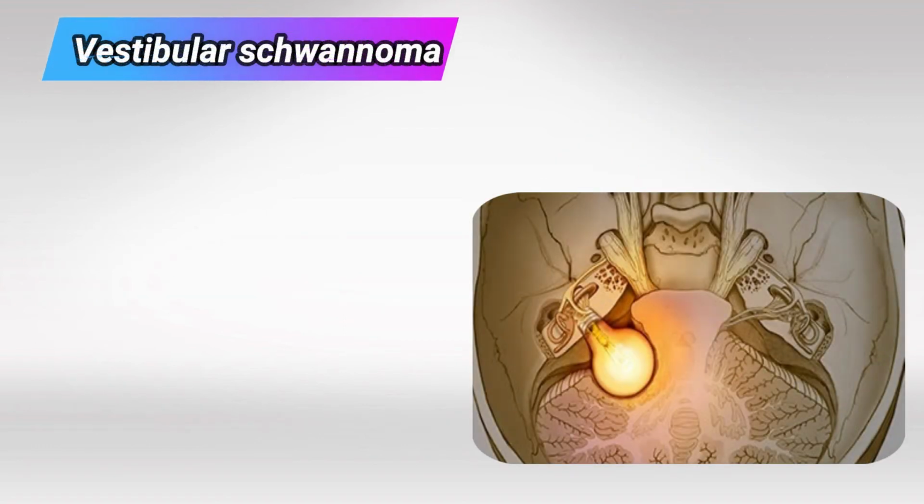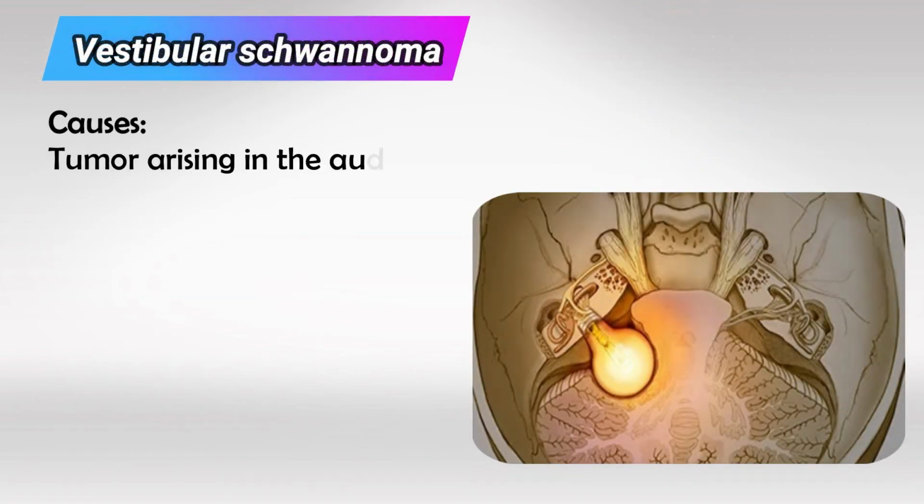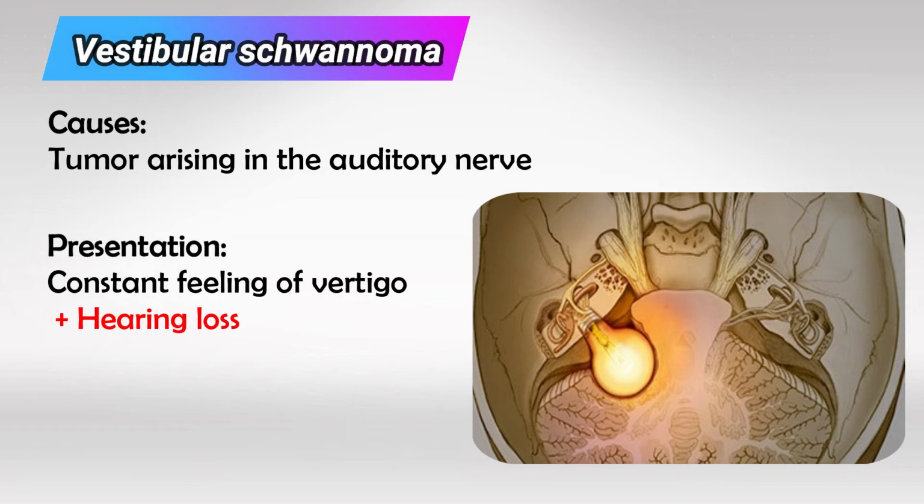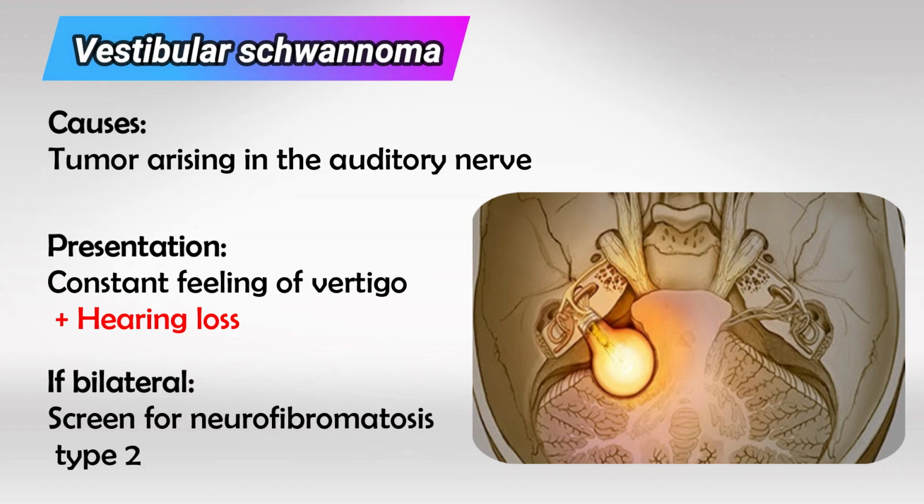Speaking of which, vestibular schwannoma is a tumor in the auditory nerve, but unlike Meniere disease, the tumor will always be present, so the symptoms will also always be present. And just like Meniere disease, the patient will have hearing loss as well as vertigo. Bilateral vestibular schwannoma is indicative of neurofibromatosis type 2.